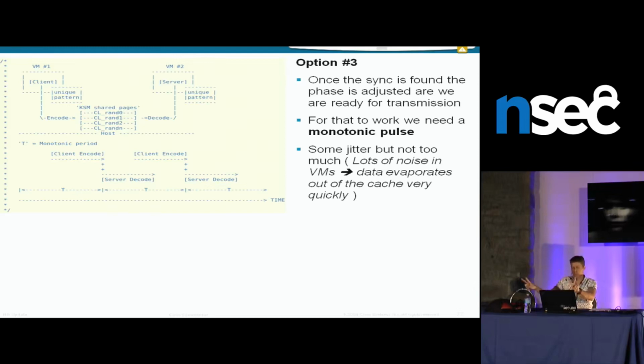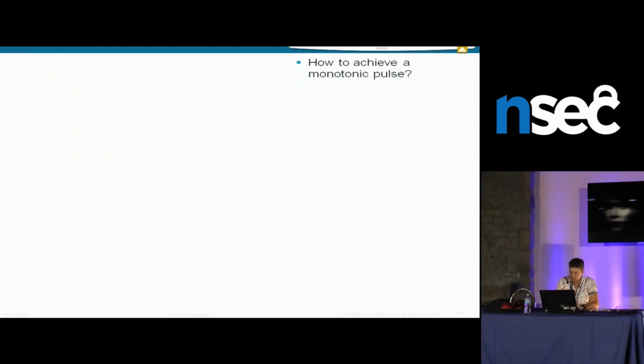So if you are using a timer, you always have to come back at the same time in order to keep the sync. You can tolerate some jitter, but not too much, because remember, all the data that we put in the cache will go out very quickly. So the problem is, how can we achieve a monotonic pulse with Linux, let's say, or Windows? The first thing that comes to mind is to use timers.